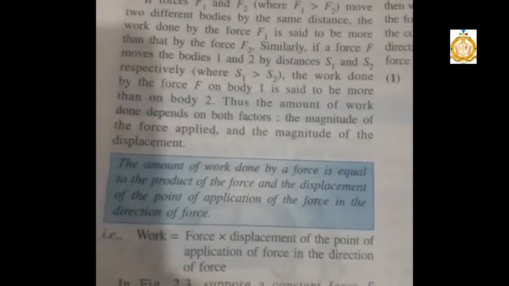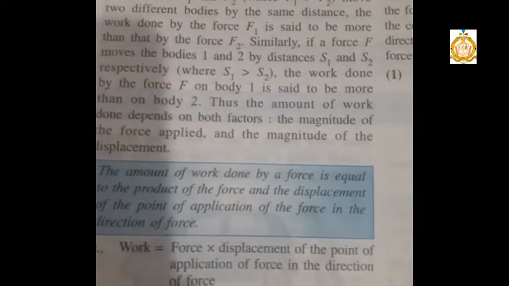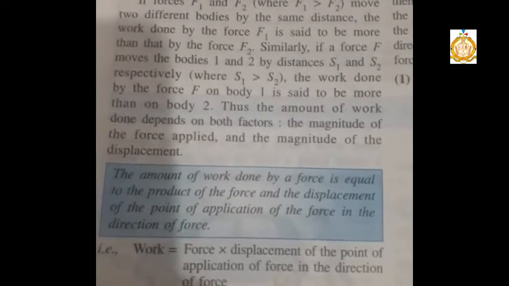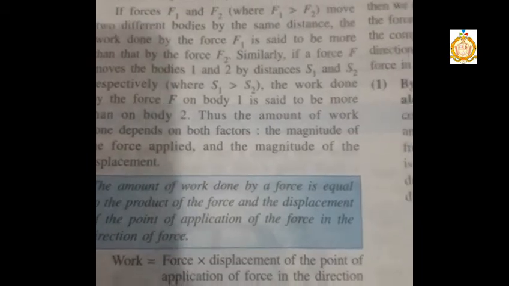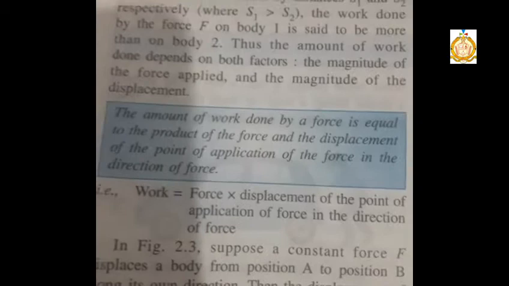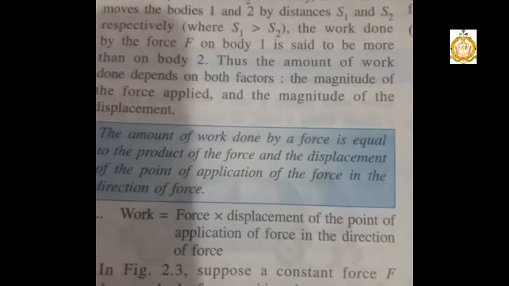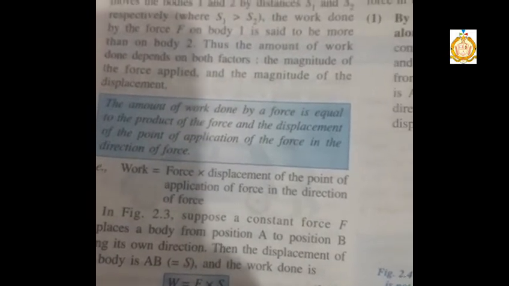How do we measure the amount of work done? It is equal to the product of force, how much force you applied, multiplied by the displacement of the point of application. Numericals are very important on this. So the formula we can use: W = F × S. What is F? F is force. What is S? S is the displacement.